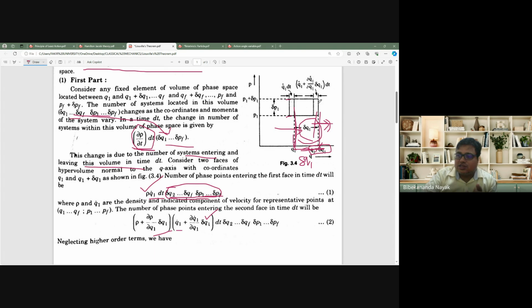For this side, at q1 plus delta q1, the number of particles leaving will be this much into dt. Now the number of phase points remaining in the region will be this minus this. The extra will be two minus one.